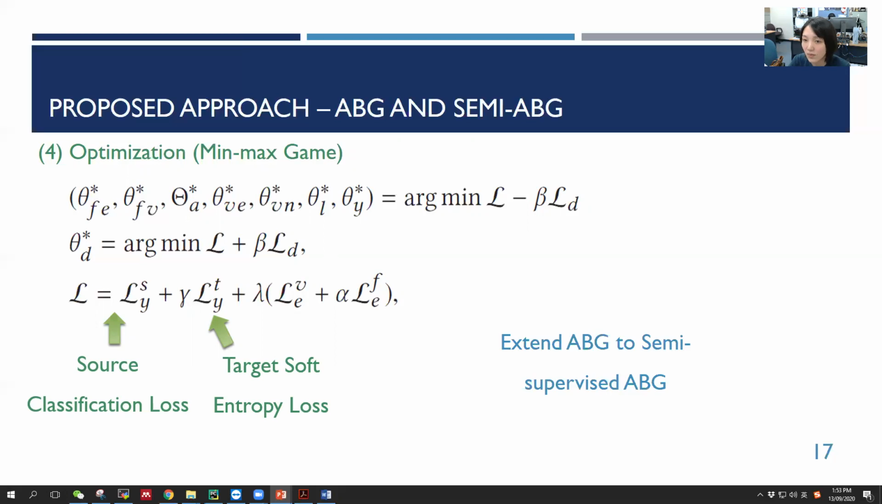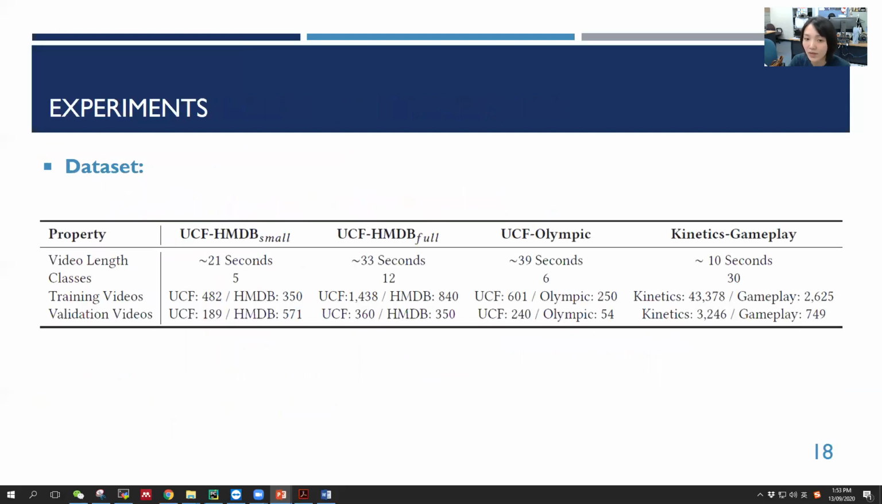To verify the robustness of the proposed ABG and HABG structure, we further extend them to a semi-supervised setting. In this circumstance, part of the target labels are observable for training, and we derive additional edge supervision losses. To verify the effectiveness, we compare our proposed approach with the existing domain adaptation approaches on 3 benchmark datasets and 1 challenging Kinetics to Gameplay dataset.